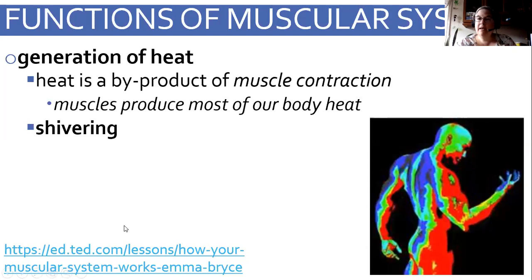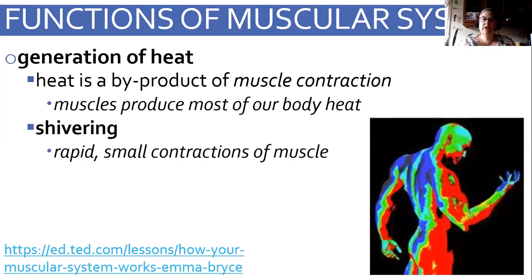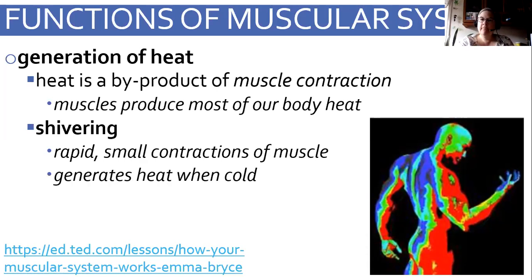Now, our body has a mechanism, so when we get too cold, our body shivers. What shivering is, is little contractions of muscle. That's why we're shaking, right? We shiver when those muscles contract, and that generates heat. So if we're too cold, this reaction will happen to maintain homeostasis.